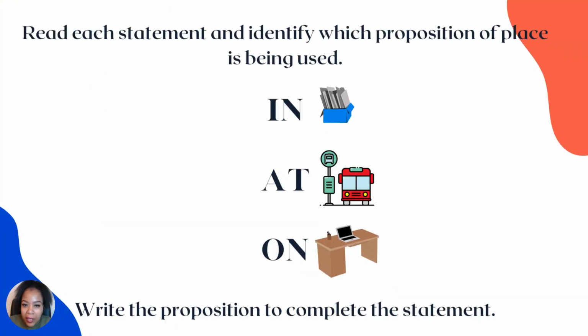Just to give you a quick recap, we use in when we are talking about something that is in an enclosed space. For example, these folders that you see on the screen are in the box. We use at when we are talking about being at a specific location. And we use on when something is on a surface. For example, this laptop is on the table. These are the three basic rules that will help you understand how to use these prepositions.